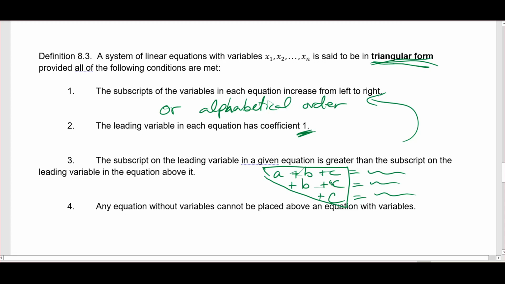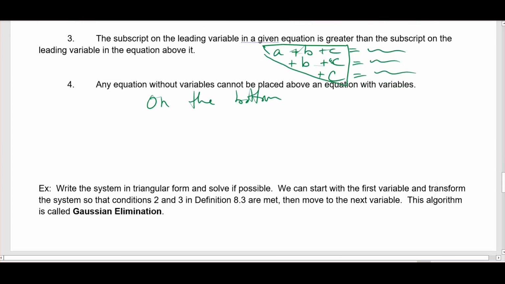Any equation without variables cannot be placed above an equation with variables, so these go on the bottom. Equations without variables are going to look like 2 equals 2 or 0 equals 0, something like that.